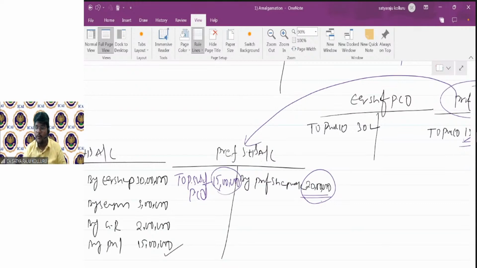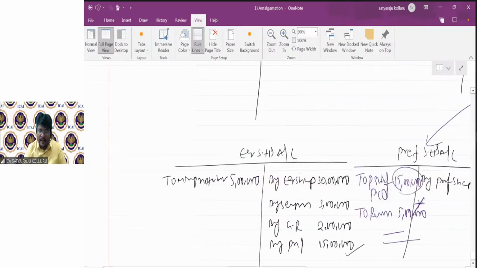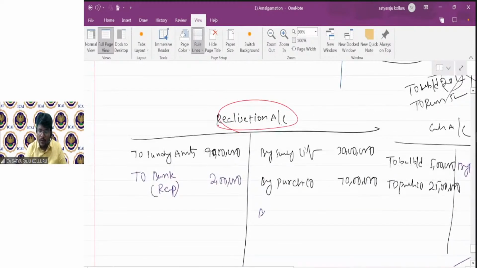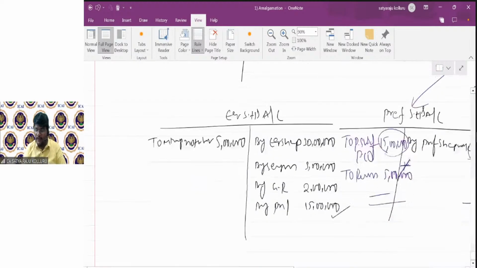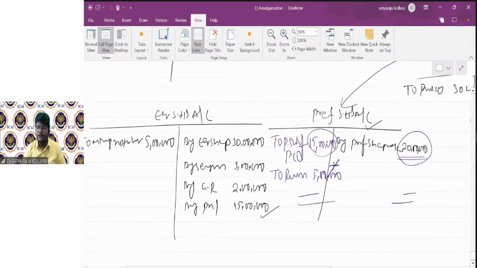Loss to whom? Preference shareholders. Tell me, guys, which is loss to the preference shareholders. Any profit or loss derived during the closure of the business, again you need to transfer to realization. So that's why here I need to transfer 5 lakhs to realization account. In preference shareholders account, by realization, then in realization account by preference shareholders account 5 lakhs. With this, preference shareholders account got closed.